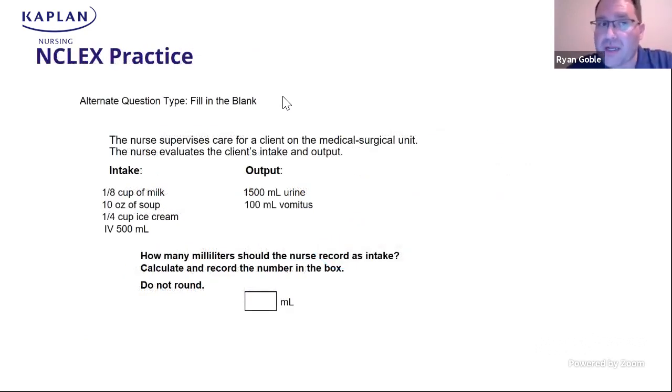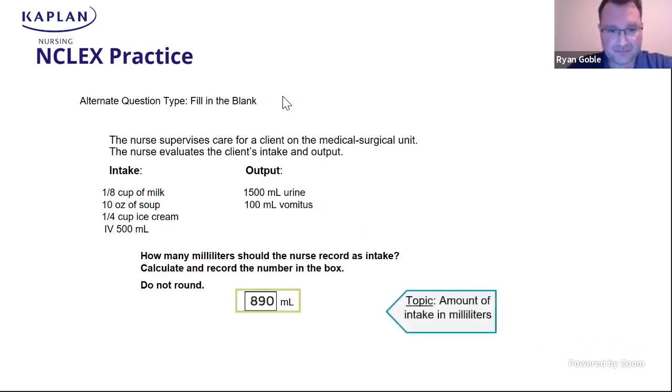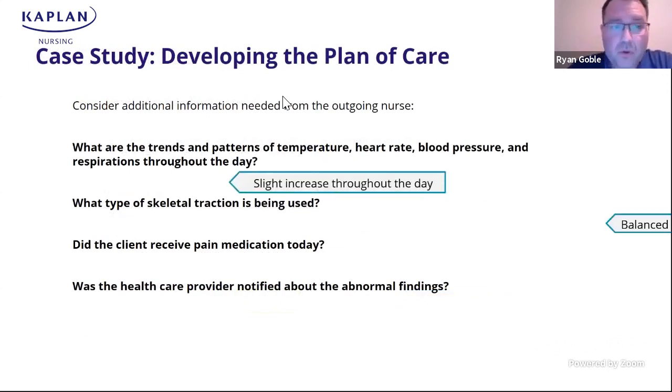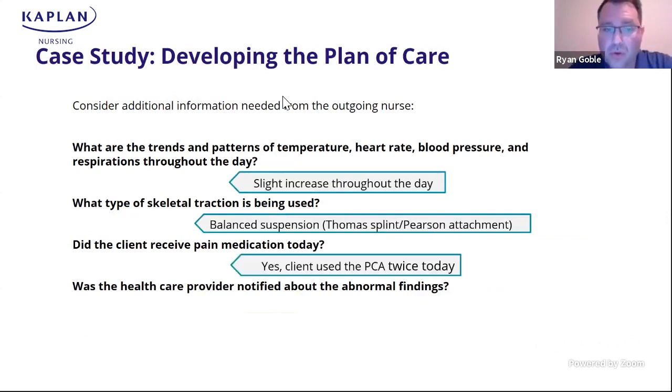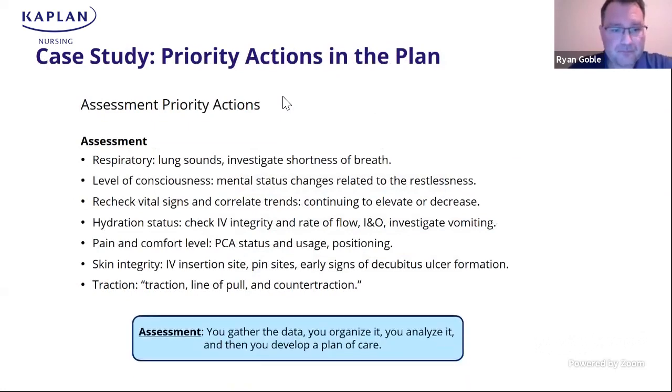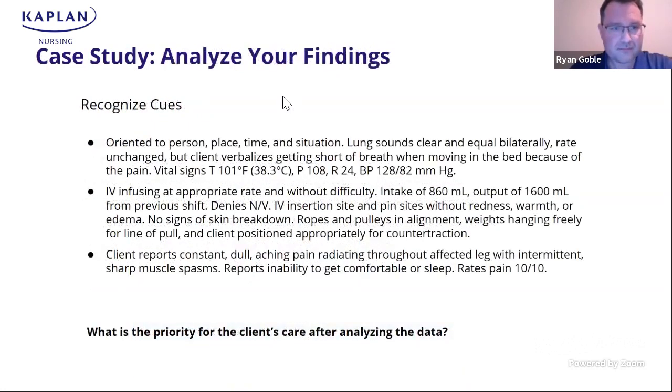As I said, we incorporate NCLEX style questions throughout. So back to developing the plan of care. So the student really needs to consider additional information that's needed. Here we incorporate the recognizing cues. What is the priority for the client's care after analyzing the data?